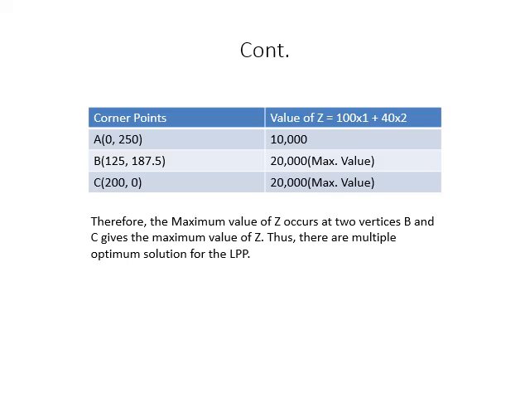Therefore, the maximum value of Z occurs at two vertices, B and C, which give the maximum value of Z. Thus, there are multiple optimal solutions for the LPP. This is the first exceptional case in linear programming problems.